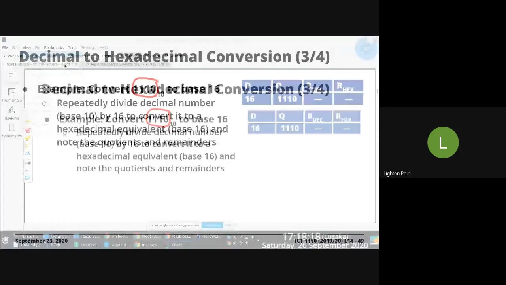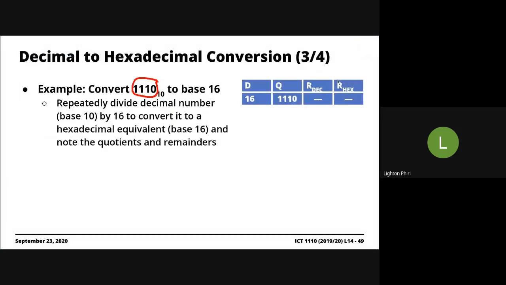I would like you to pay particular attention to what's going to happen to the remainder here, the result and the remainder. This is where the stuff happens. So, repeatedly dividing by 16, we will divide 1110 by 16. It turns out that 1110 divided by 16 is 69. Is it 60?